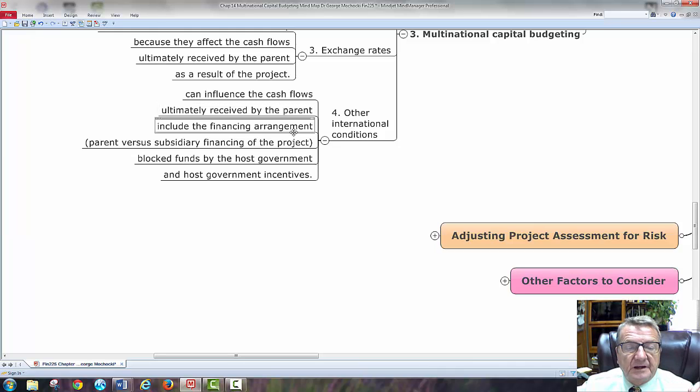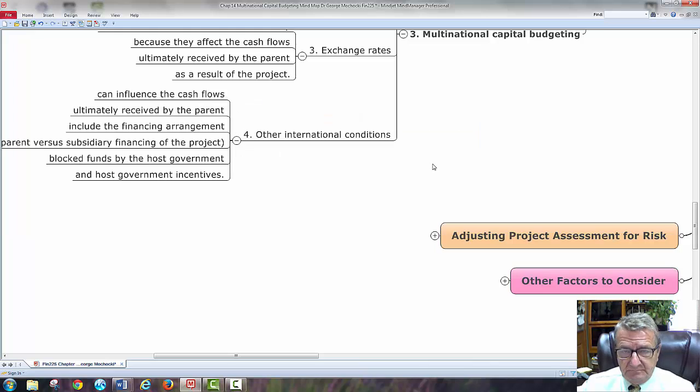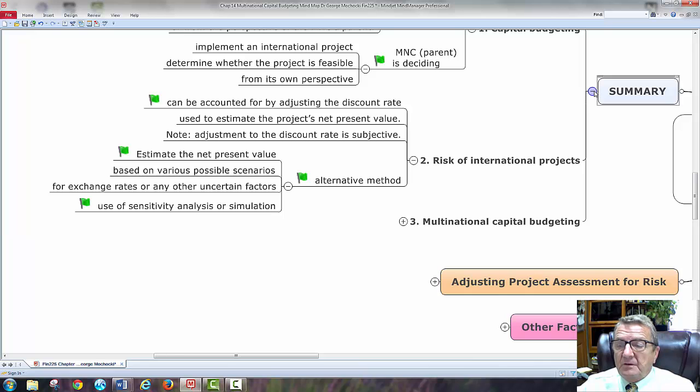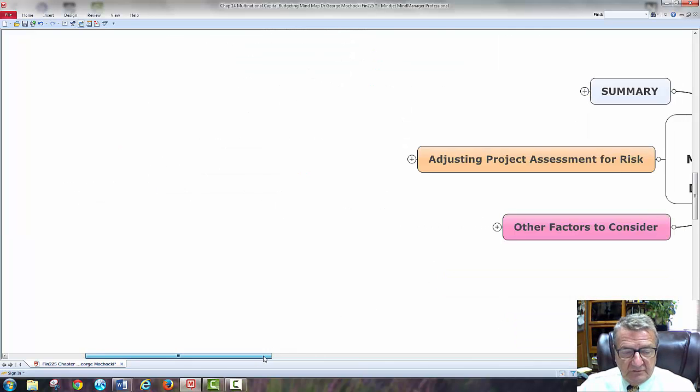All those you have to know include financing agreements, parent versus subsidiary, financing of the project, blocked funds by the host government and when I could bring them back, and host government initiatives. All those have an effect because I'm not only looking at the subsidiary perspective, I'm also looking at the added value to the MNC.